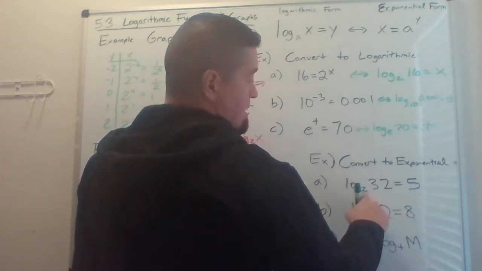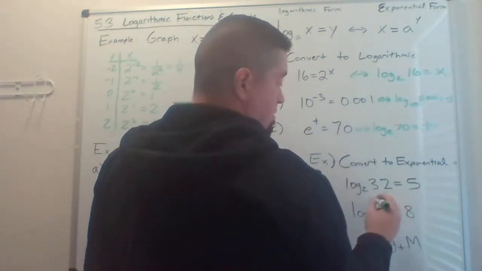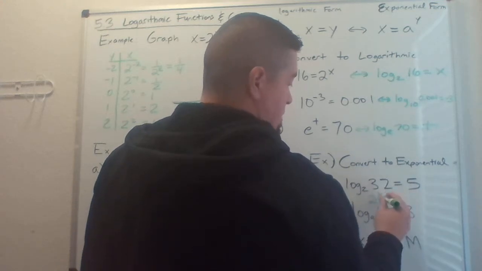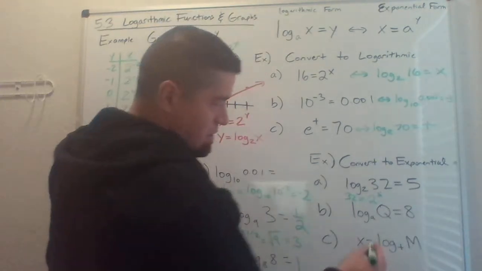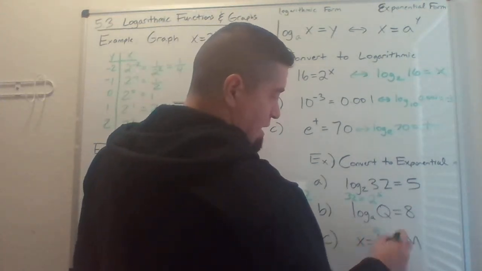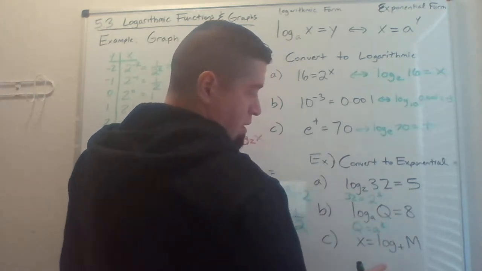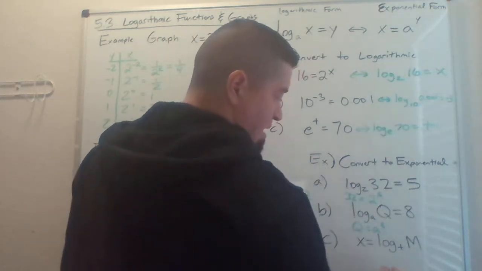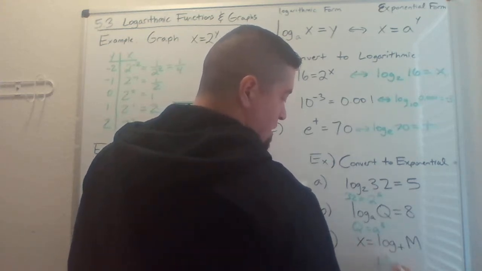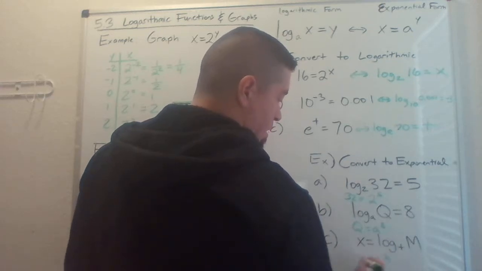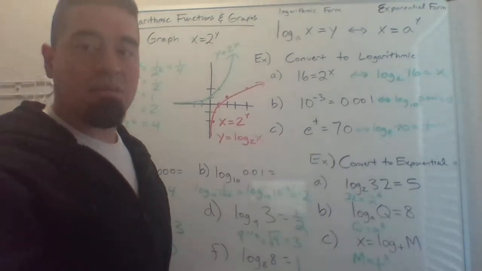I can do my base to the exponent. So base to the exponent, I'm going to try and do it this way. But the base to the exponent, 2 to the 5th equals 32. Okay, but I always like to start with the base. Base is a, the exponent is 8, and that's supposed to equal q. Here, log base t, so t is our base, x is our exponent, and that's supposed to equal m. Okay, so that's how you convert to exponential functions.